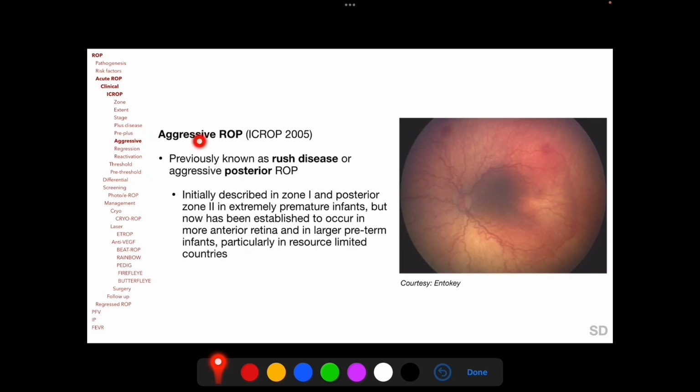The term aggressive ROP was introduced in the 2005 edition of ICROP, and this entity was previously known as rush disease or aggressive posterior ROP. It was initially described in zone 1 and posterior zone 2 in extremely premature infants, but now it has been found that it can also occur in more anterior retina and in larger preterm infants, particularly in resource-limited countries. So the word posterior has been discarded from the term aggressive ROP.